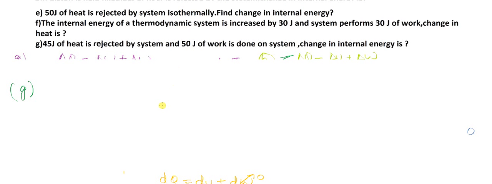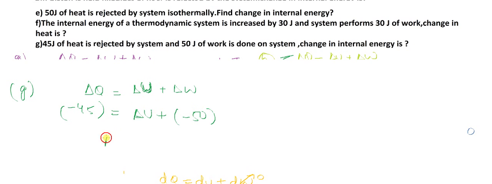Now we have the last part. It says 45 joules of heat is rejected by the system. When heat is rejected, what should be the sign of it? Negative. Then 50 joules of work is done on the system, which means we are working on it, so minus 50. And what will be the change in internal energy? It will be 5 joules.